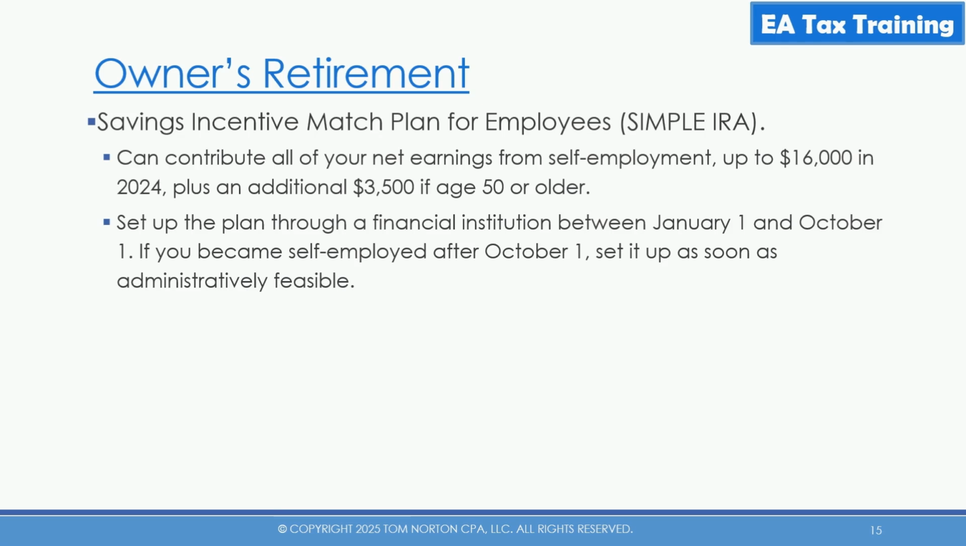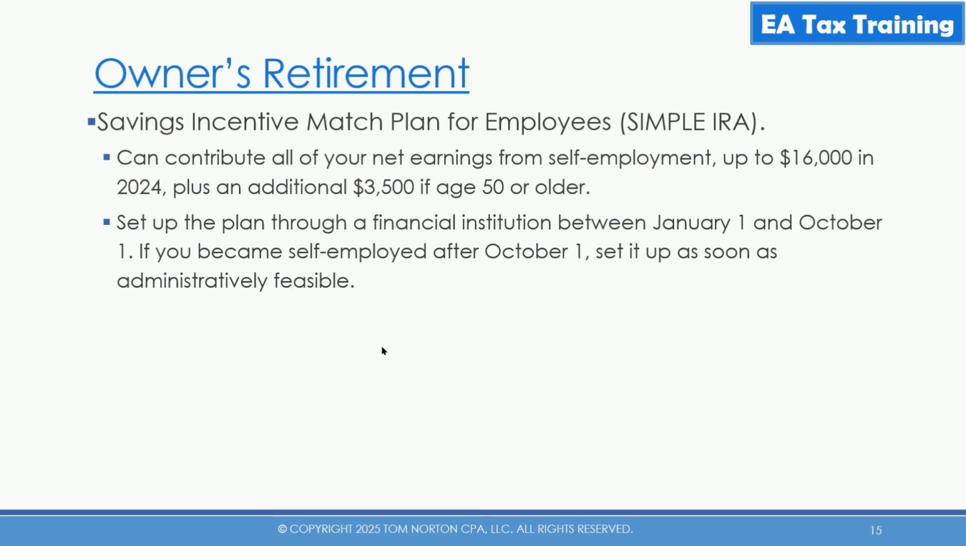Another type of plan is a SIMPLE IRA. In this one, the proprietor can contribute all of their net earnings from self-employment, but only up to a maximum of $16,000 for the year, plus an additional $3,500 if they are age 50 or older. So it would be a total of $19,500.